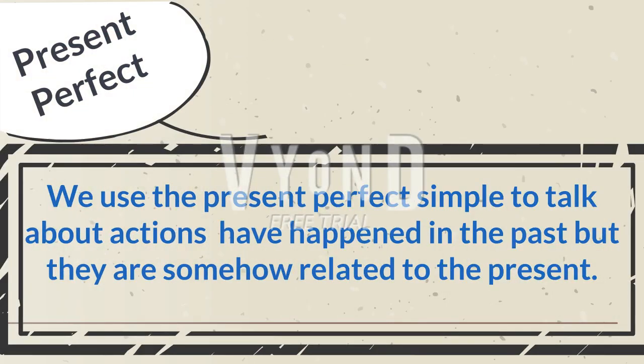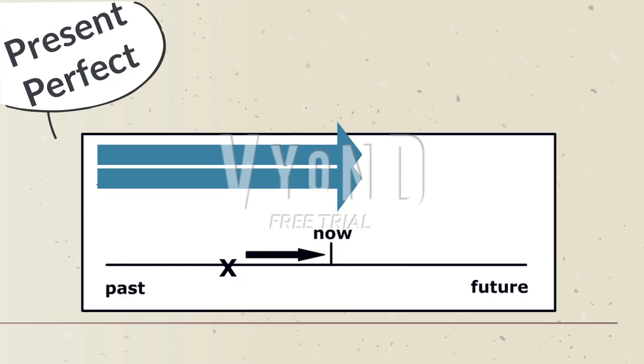So, my students, what is present perfect? Present perfect is used to talk about actions that happened in the past, but they are related to the present in some way, somehow. And we will discover what is the relation, or what are the occasions that we use present perfect in.